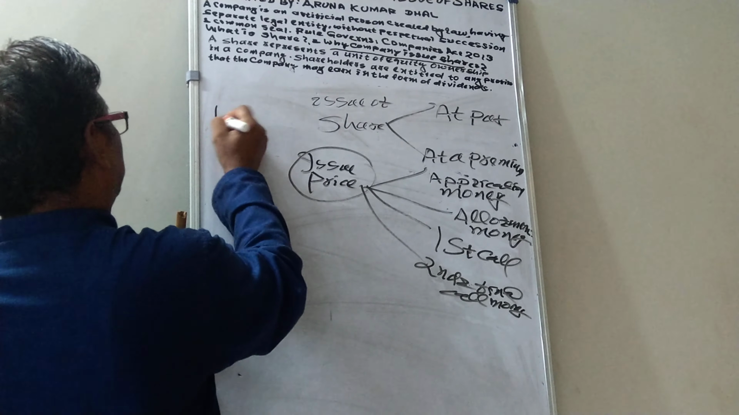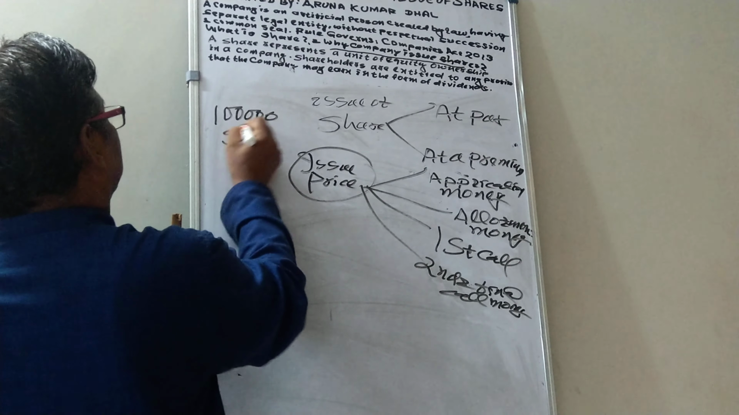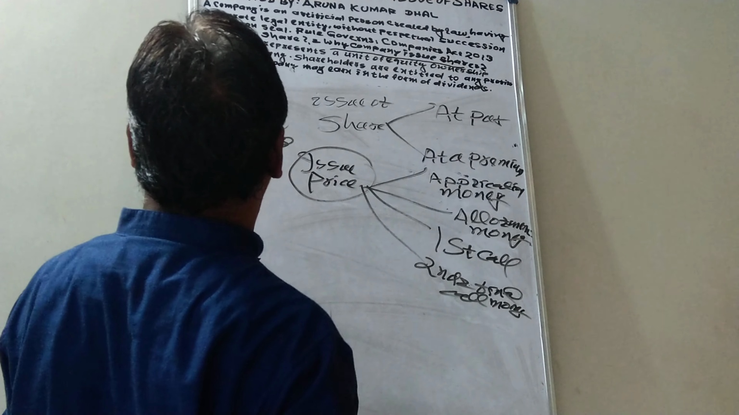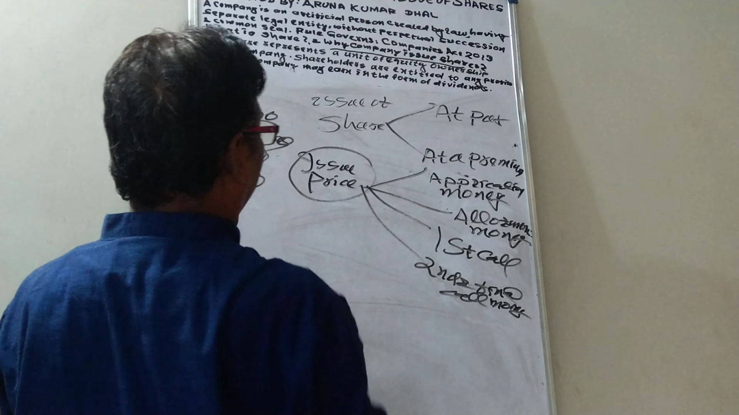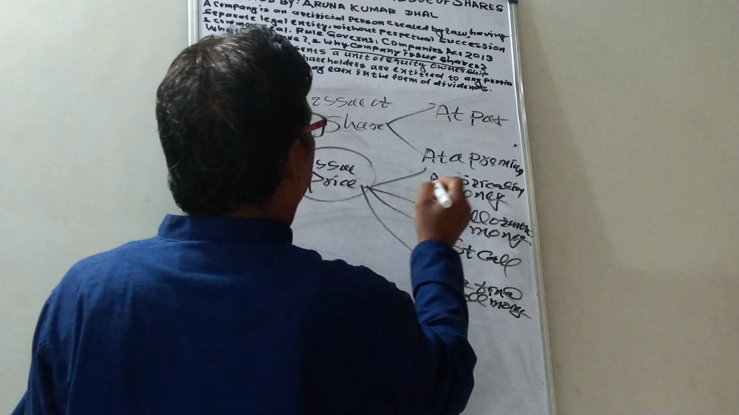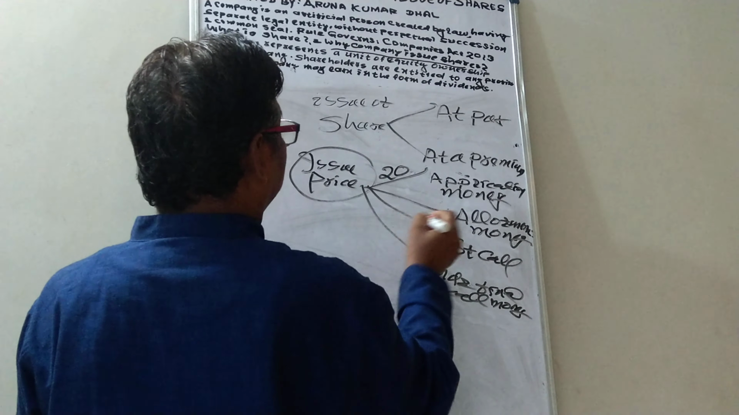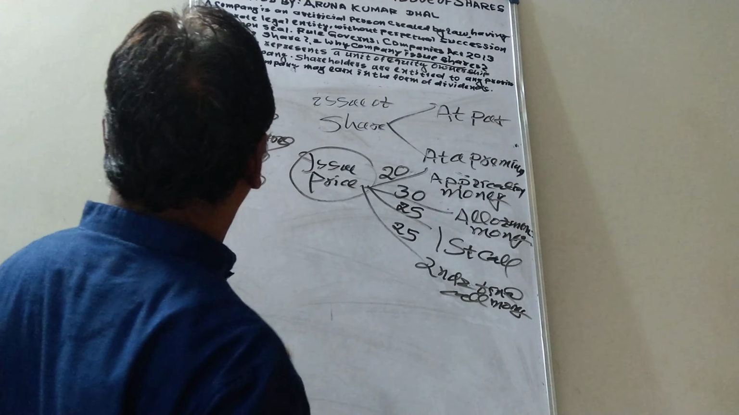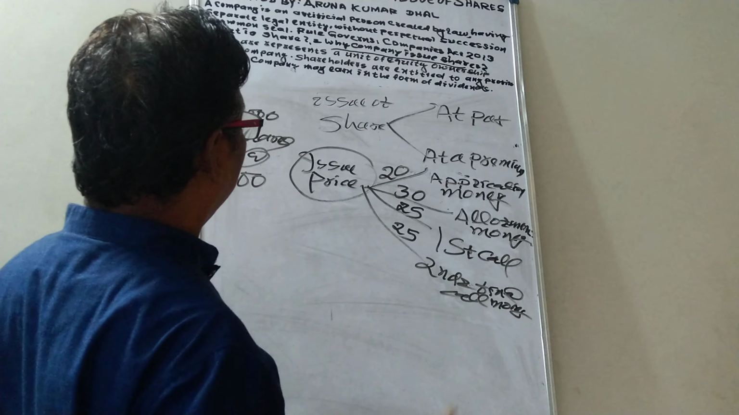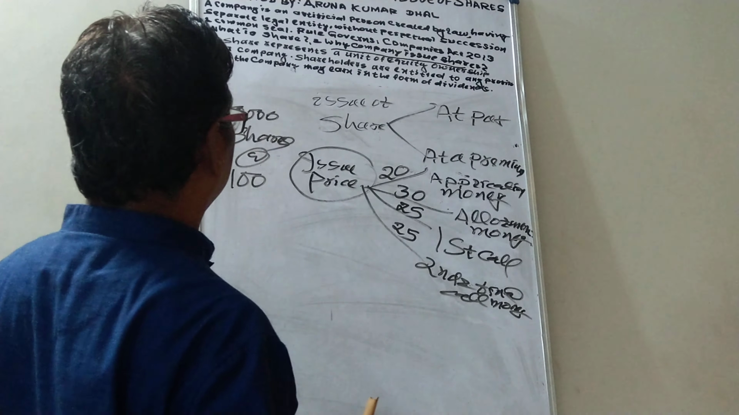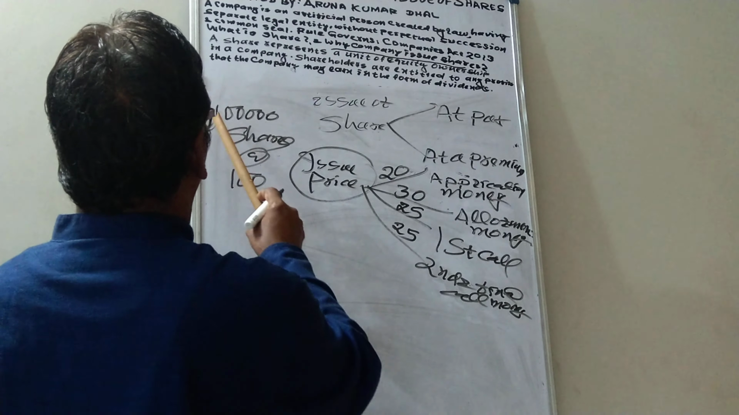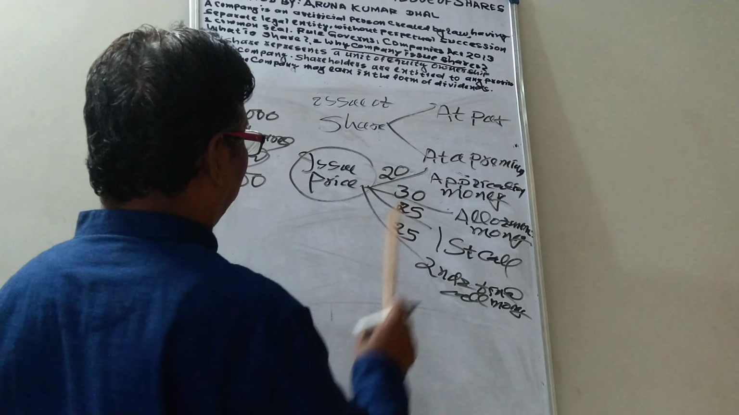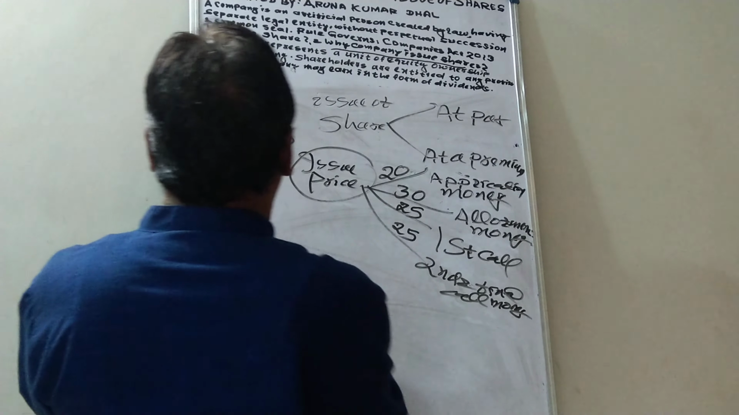Suppose the company issues 1 lakh shares at the rate of 100 each, that is 1 crore. Then in the application, suppose 20 rupees, allotment 30, first call 25, second and final call 25 rupees. So it will invite 1 lakh shareholders to deposit the application money of 20 each, that is 1 lakh into 20, that is 20 lakh. In the allotment, it will collect 30 lakh, in first call 25 lakh, second and final call 25 lakh.